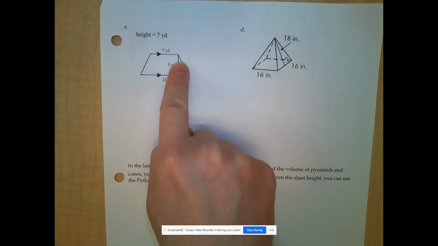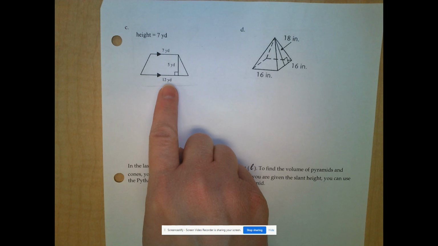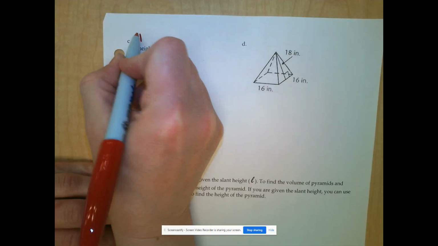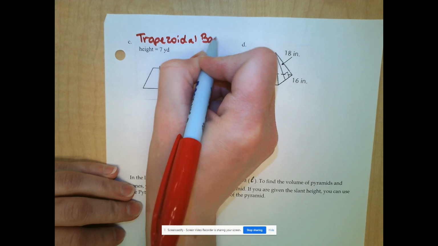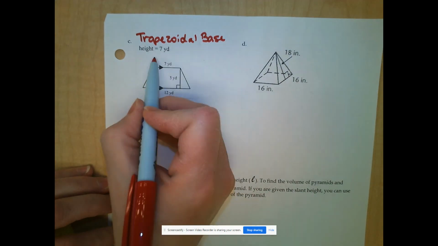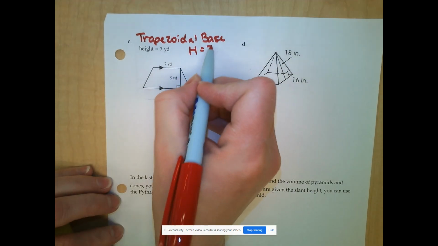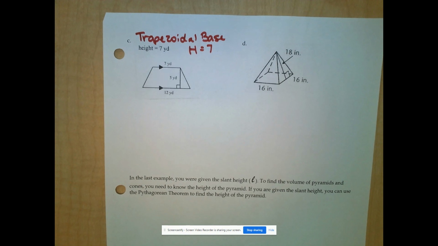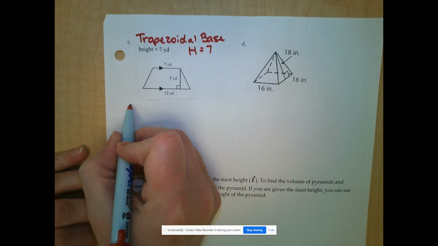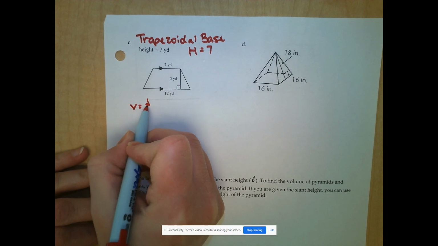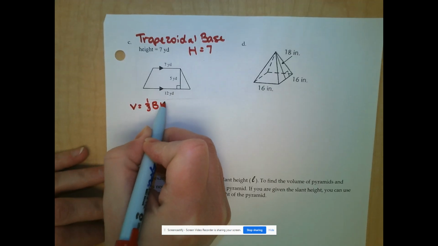So this is the base of a pyramid. So you have a trapezoidal base, a trapezoidal pyramid. And then they gave you that the height is 7. So we're going to find the same thing, area of the base times the height, and then remember to do 1/3 or divide by 3. So volume equals 1/3 area of the base times the height.